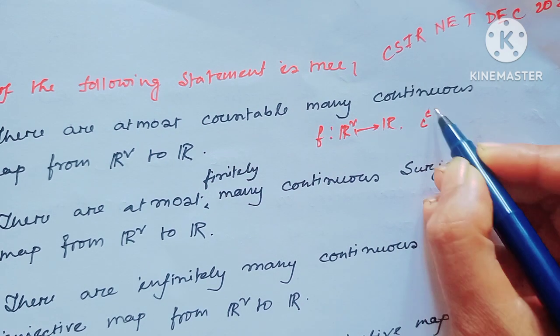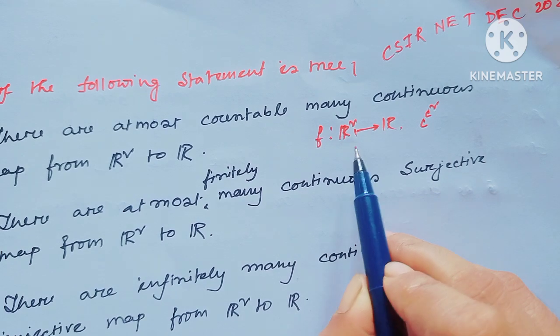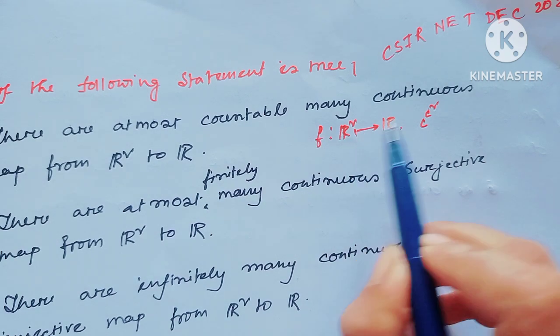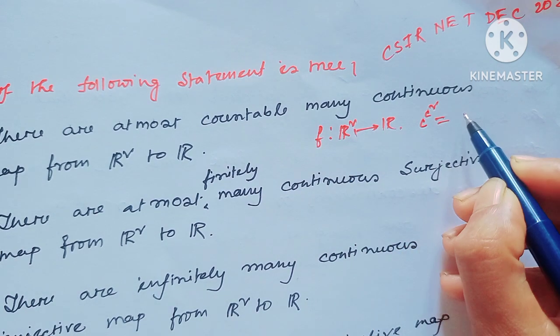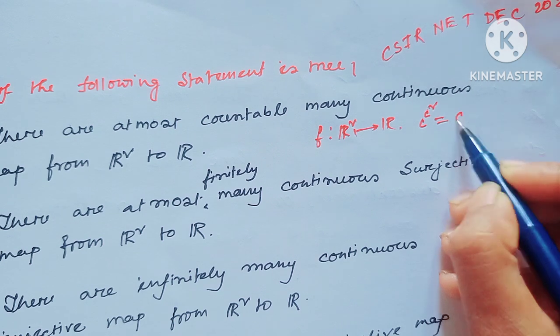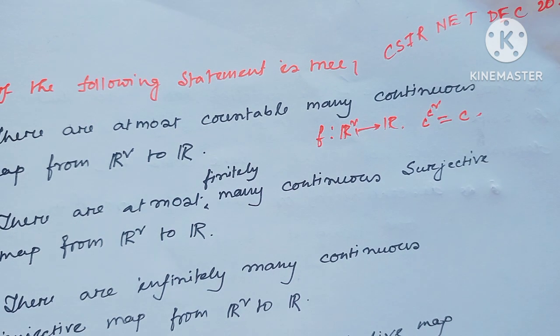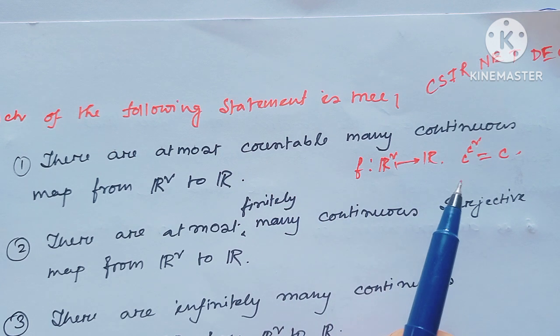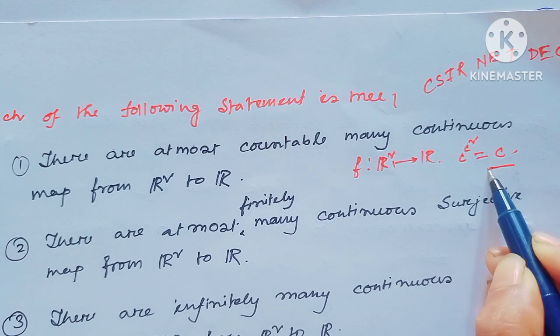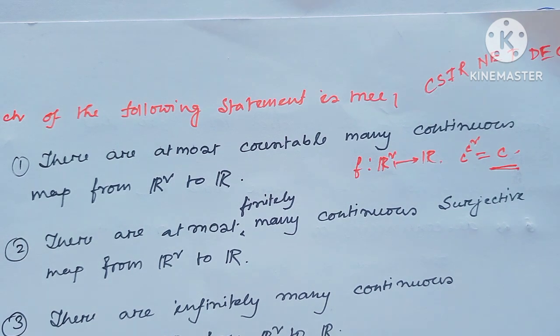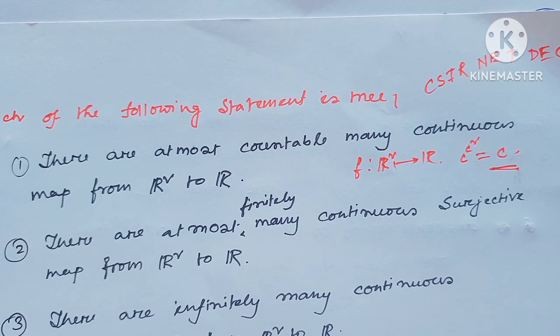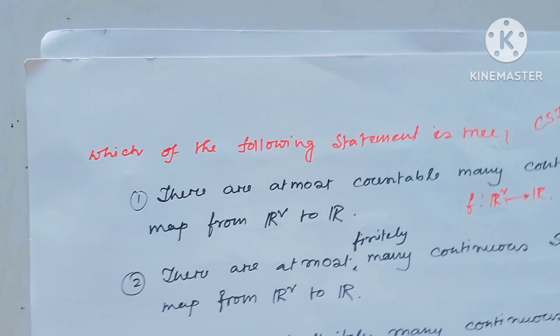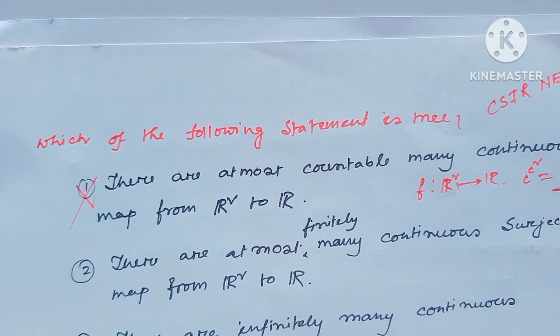C to the power C square, because the cardinality of R square is C square. And this value is greater than C, so the claim that there are at most countably many continuous functions from R2 to R is not true, because there can be at most uncountably many continuous functions from R2 to R. So option 1 is a wrong option.